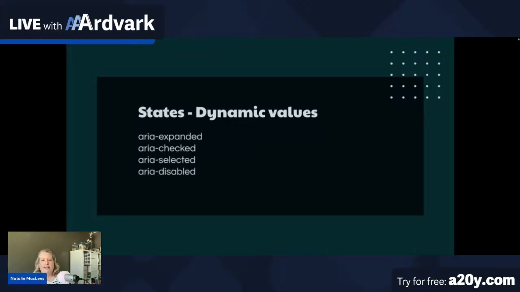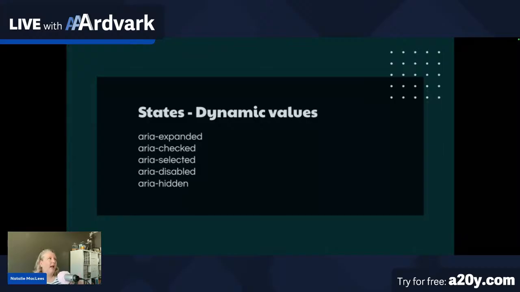Then we have ARIA disabled, true or false, which just answers, is this element interactive right now? Or has it been disabled? And we should be skipping over it and ignoring it. And then we have ARIA hidden, which we already touched on a little bit. True or false? Should assistive technology ignore this or not? So yes or no.